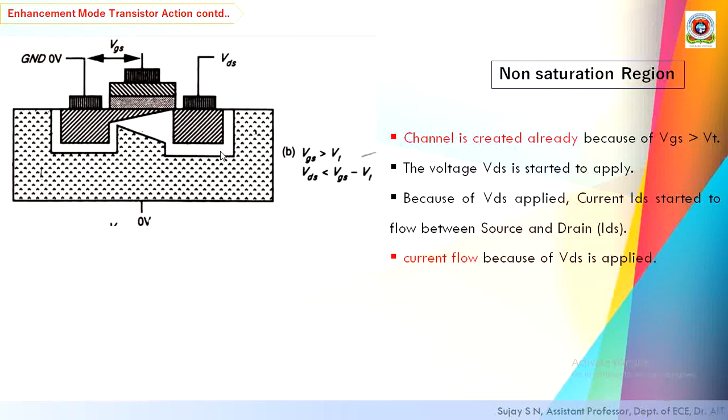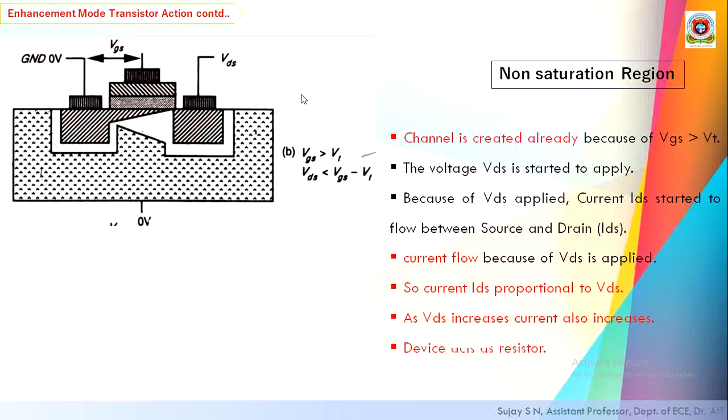This current is purely depending on VDS. That's why we can say current IDS is proportional to VDS. But what happened to the channel? If you look at the structure here, the channel is tapered, or the channel is thinner towards drain. This we need to understand in the non-saturation region of operation.